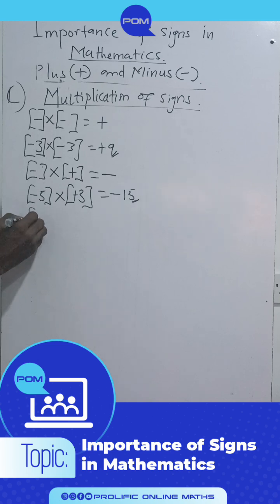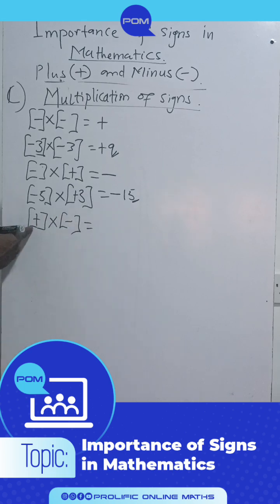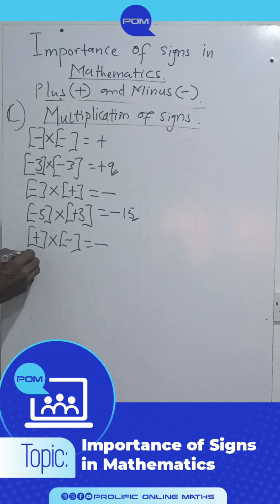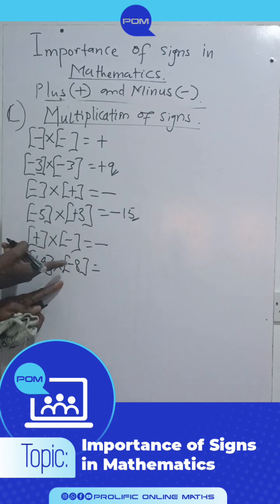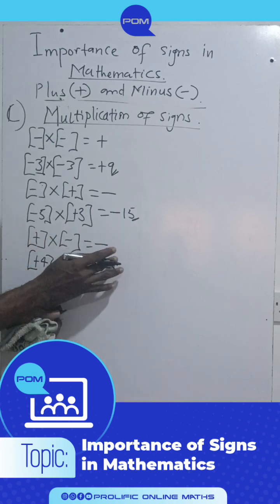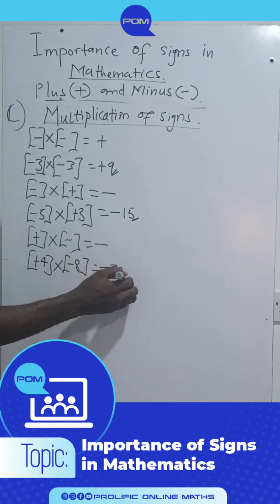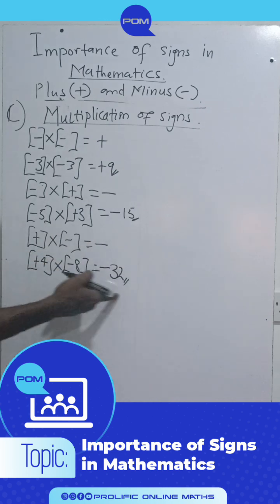Also, when you have a plus multiplied by a negative sign, a plus sign multiplied by a negative sign will give us a negative sign. By implication or application, we have plus 4 multiplied by minus 8. Plus times minus, remember, will give us minus. Then 4 times 8 will give us 32. So as you can see, that's what it gives us.